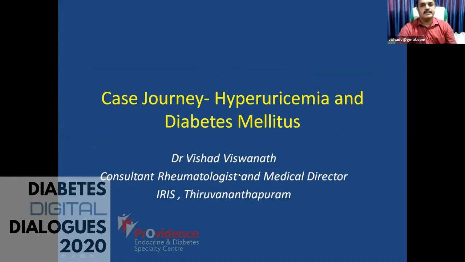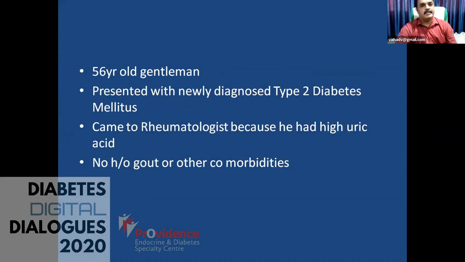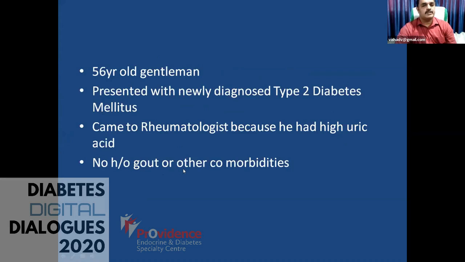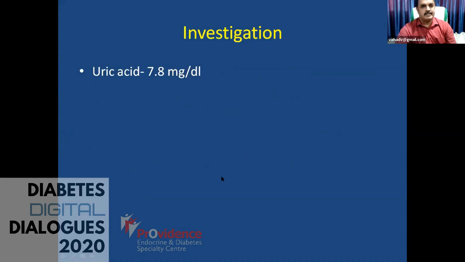My task here is to discuss the association between hyperuricemia and diabetes mellitus. I'll begin with a very typical case: a 56-year-old gentleman who presented with newly diagnosed type 2 diabetes mellitus. He came to the rheumatologist because he had a high uric acid. After evaluation from the diabetologist side, he was detected to have a high uric acid, and he wanted to know whether anything else needed to be done for that.